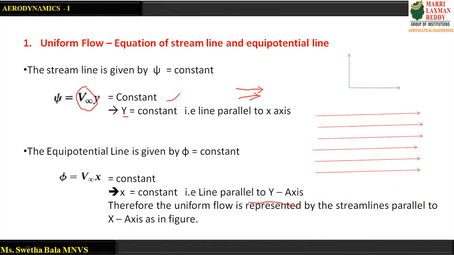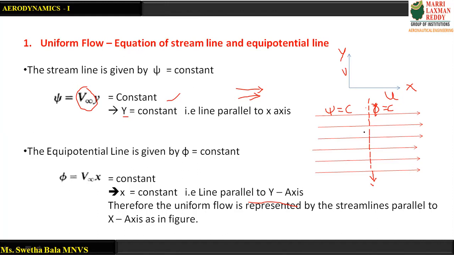So observe this figure. This is your uniform flow. This is your x direction. This is your y direction. And you are having v velocity in y direction, u as velocity in x direction. And this is your xi equal to constant equation. And your equipotential line is represented by phi equal to constant equation, right? So this is your equipotential line, which is perpendicular to the streamline.